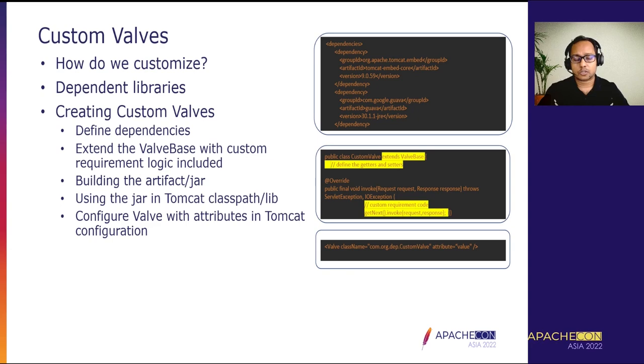Here, I will explain the common steps to create a custom valve. Depending on your build tool, you first need to set the dependencies for your development. For example, if you use Maven, ensure the pom.xml is added with the necessary dependencies, including the external dependencies. Now, with dependencies set, the next step is to write your logic. Basically, you are extending the ValveBase abstract class, and you will have an invoke method defined with override. You can define your requirement logic in the invoke method.